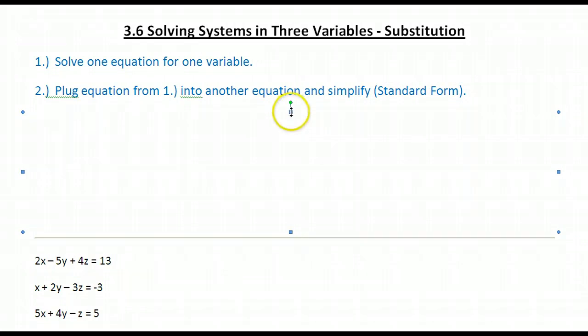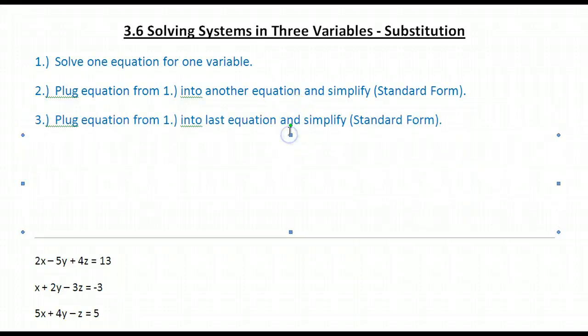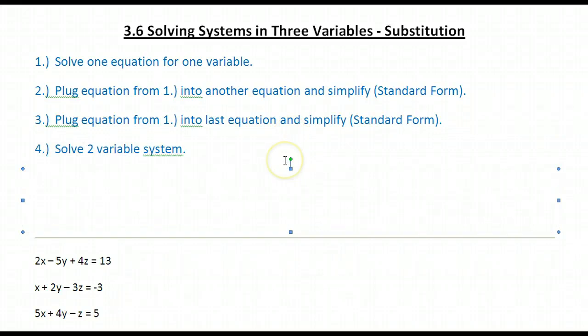Step 3. Plug the equation that we found in step 1 into the final equation and simplify. And when we simplify, we want to write that equation in standard form. So now we have two equations, both in standard form. And both of these equations should have just two variables. So at this point, we need to solve the two-variable system.